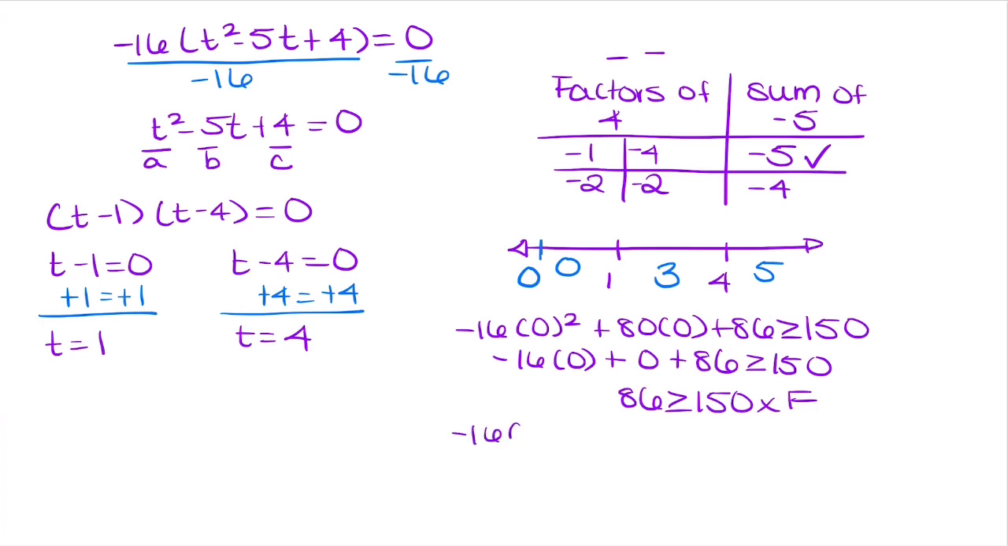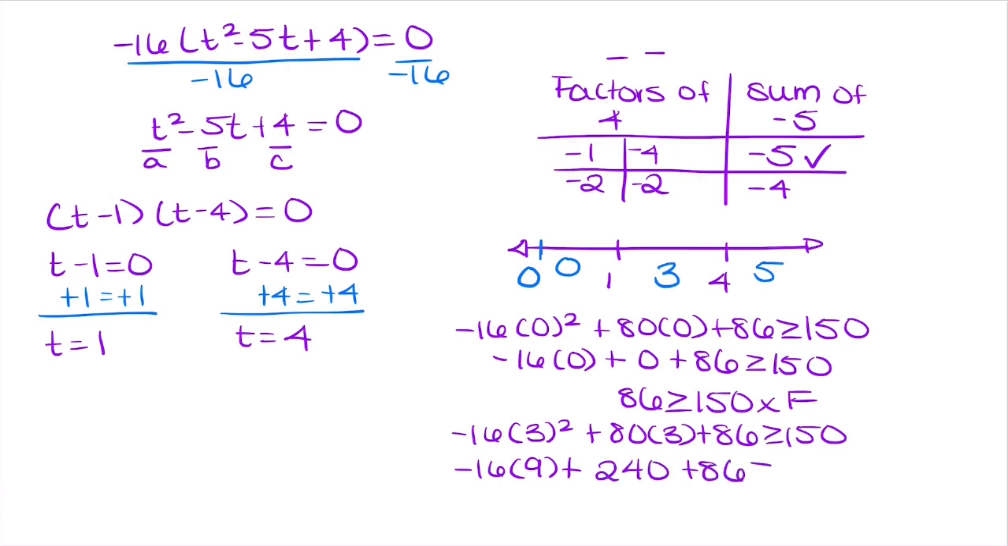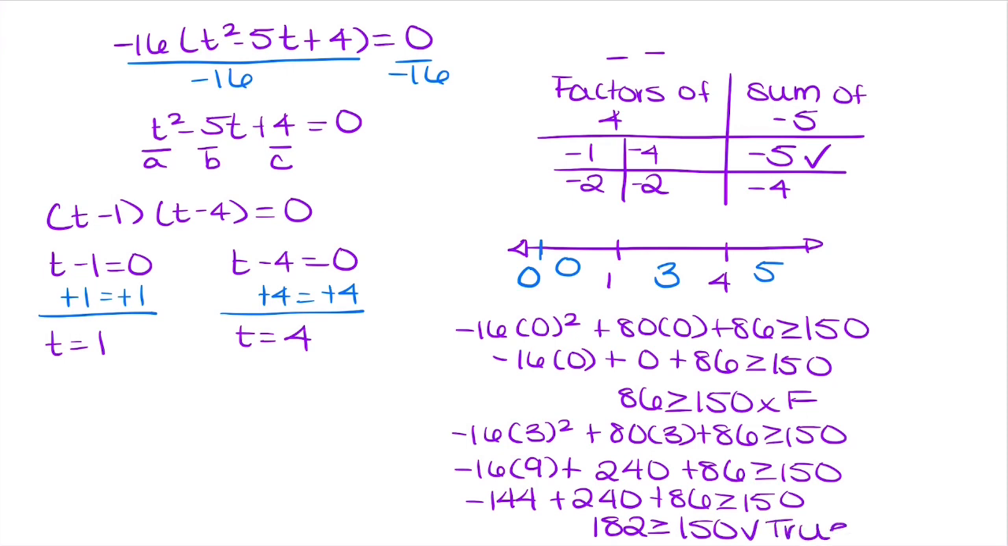So we have negative 16 times 3 squared plus 80 times 3 plus 86 is greater than or equal to 150. So we have negative 16 times 9 plus 80 times 3, which is 240, plus 86, which is greater than or equal to 150. So when we add up all these terms, we have negative 144 plus 240 plus 86 is greater than or equal to 150. And that tells us that 182 is greater than or equal to 150, which is in fact true. So we will include this region in our number line.